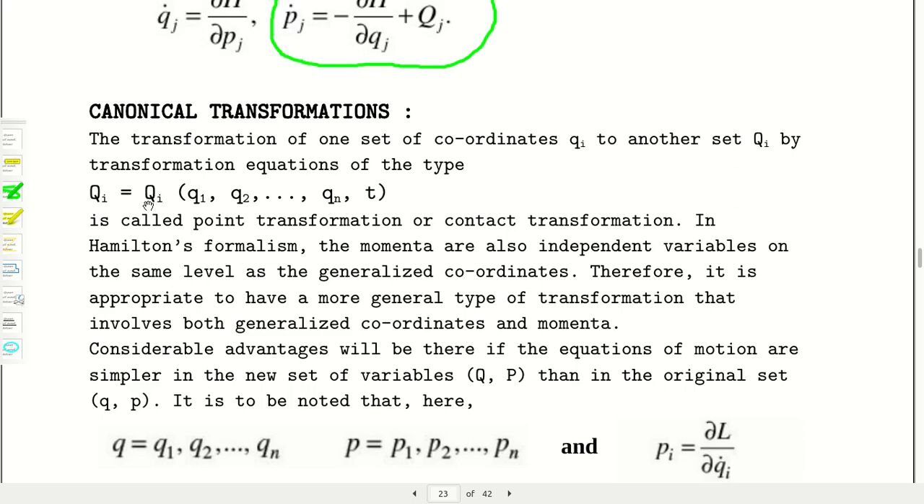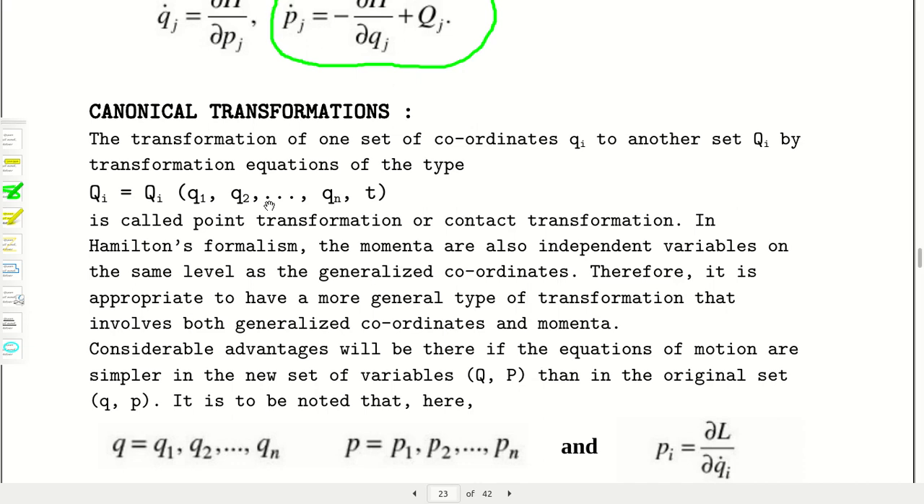Let us take an example of Cartesian to spherical polar coordinates. In Cartesian you have x, y, z coordinates, and in spherical polar coordinates you have r, theta, phi. So if you want to change your coordinate system from x, y, z to r, theta, phi, sometimes the problems may be easier to solve. So such transformations can be called canonical transformations under some conditions. So we are going to learn about those conditions.